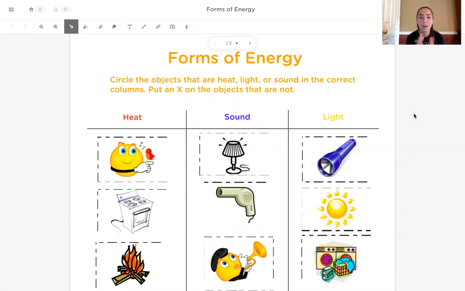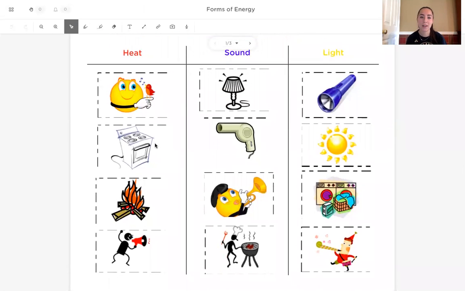So, what our directions are is to circle the objects that are heat, light, or sound in the correct columns, and we have to put an X through the objects that are not in the right place. So, let's go one by one. I'm going to do each example with you, and then you'll do the rest on your own.